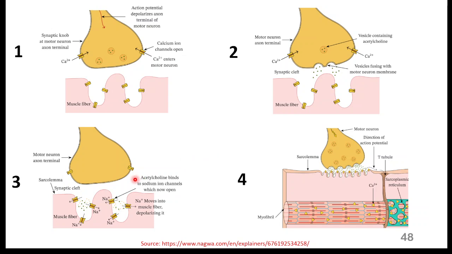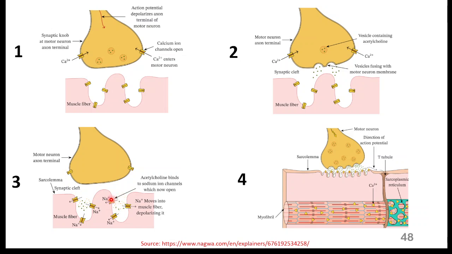And once they get to the skeletal muscle, the acetylcholine will bind to receptors on the membrane of the muscle fiber. So acetylcholine binds to the receptor. Now those acetylcholine receptors are attached to sodium ion channels. So once the acetylcholine binds to its receptor on the sodium ion channels, it will cause the sodium ion channels to open, and sodium enters into the muscle cell.